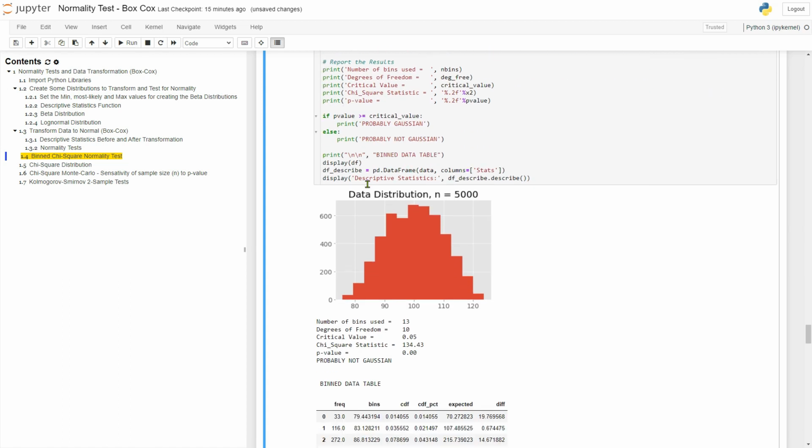Let's go down. Okay, so the beta distribution looks symmetrical, but the p-value is very small, so it's probably not Gaussian. And as we saw before, with these bounded distributions and large numbers of samples on the QQ plot, the tails deviate from the linear trend. So that is the binned chi-squared analysis.